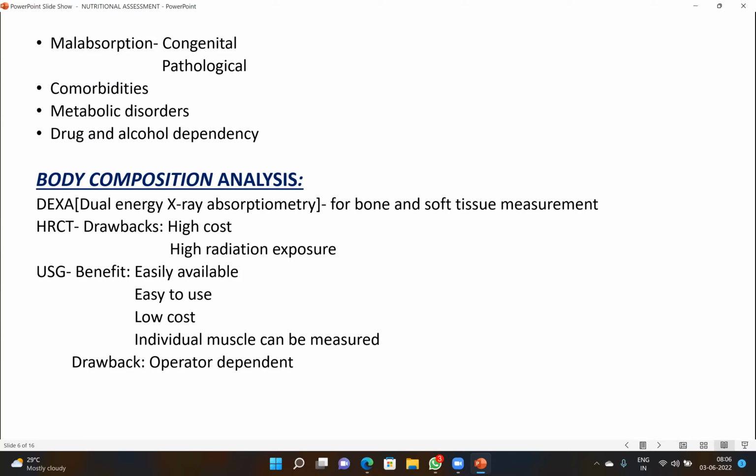Body composition analysis. We can do it by DEXA, dual energy X-ray absorptiometry, for bone and soft tissue measurement. HRCT is highly useful, but the drawbacks are high cost, high radiation exposure, and the patient needs to be transported. USG can be used bedside. The benefits are it's easily available, easy to use, and low cost. Individual muscles can be measured. The drawback is it's operator dependent.